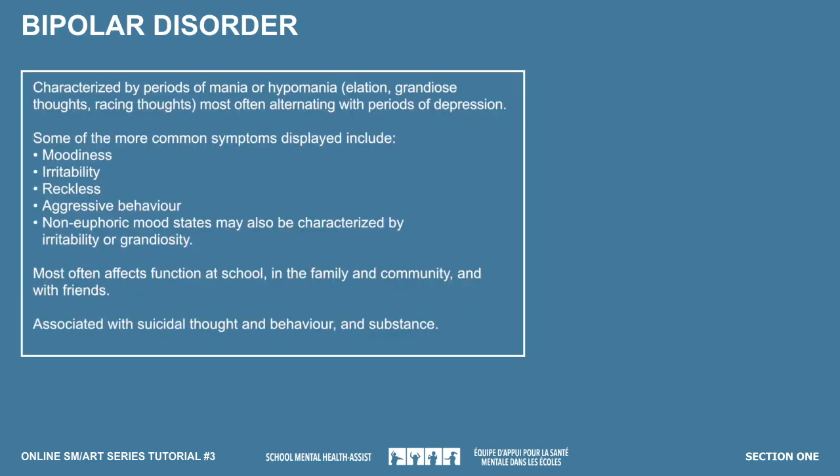Bipolar disorder is characterized by periods of elevated mood, sometimes called mania or hypomania, and may be accompanied by grandiose or racing thoughts. Sometimes people with bipolar disorder also exhibit risky behavior without consideration of the associated consequences. These manic periods most often alternate with periods of depression. You may like to listen to Dr. Mannion explain bipolar disorder. If so, click on the following video link.